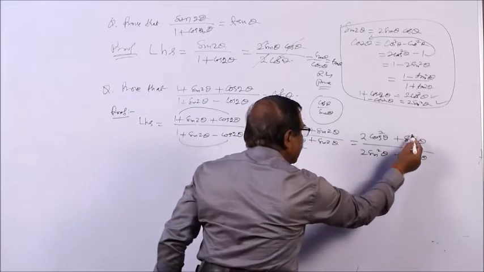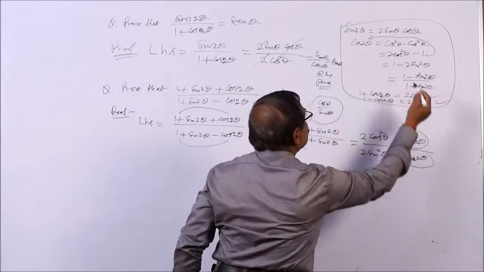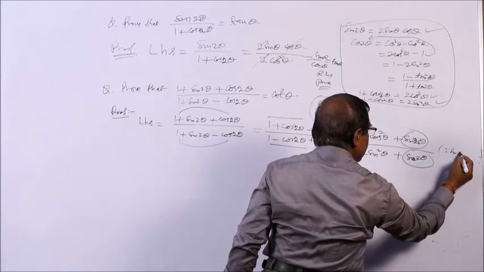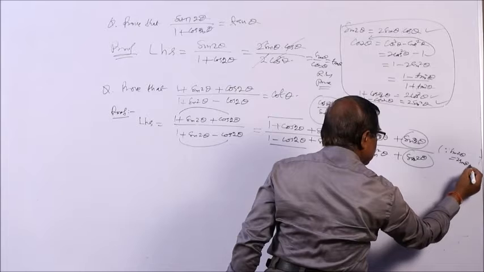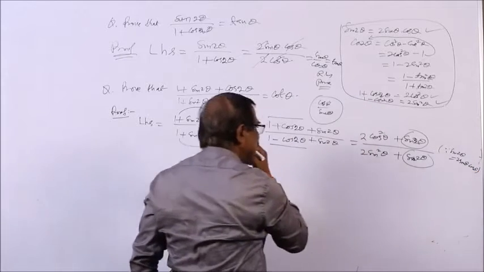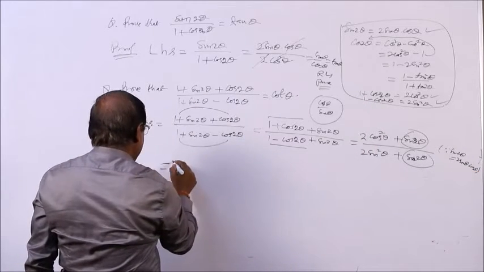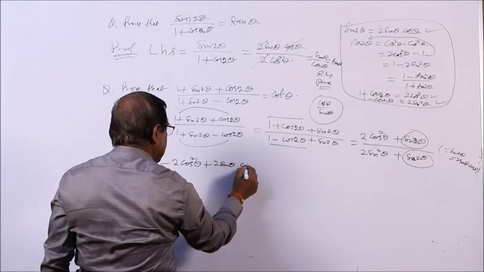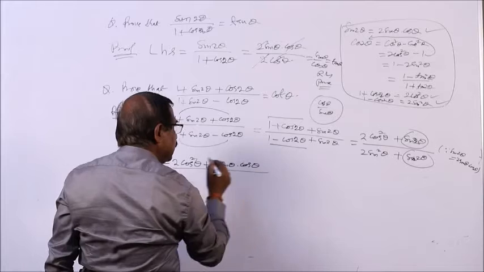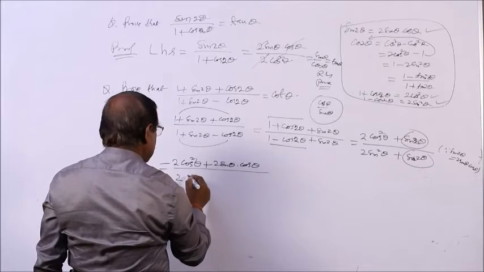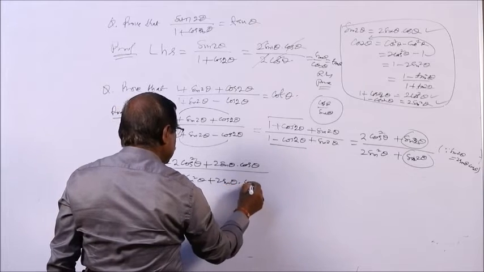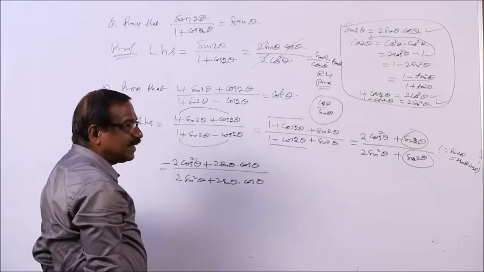Now you see, again I have to apply the formula of sin 2 theta. What is that? Sin 2 theta is 2 sin theta into cos theta, right? You see what happens: 2 cos square theta plus 2 sin theta into cos theta, by 2 sin square theta plus 2 sin theta into cos theta. Please think of what I can take common.